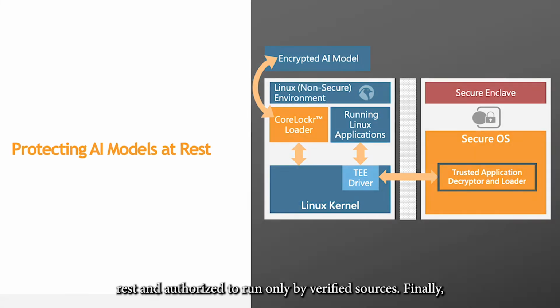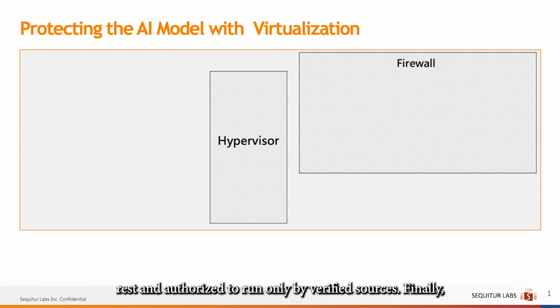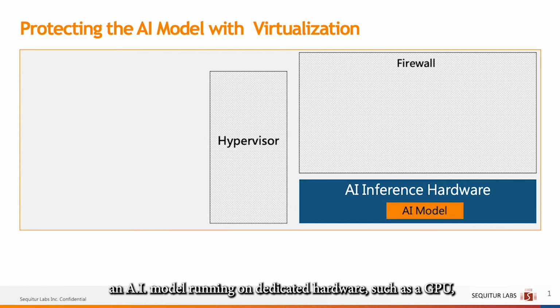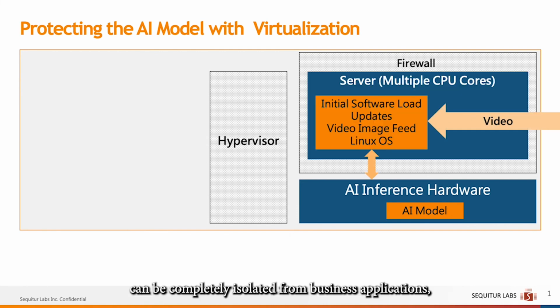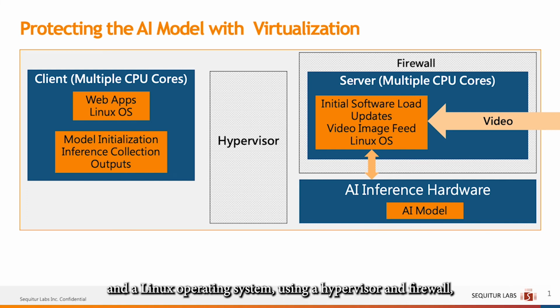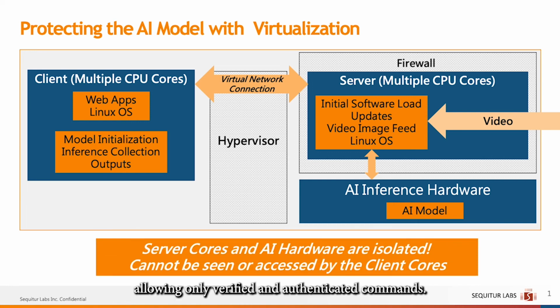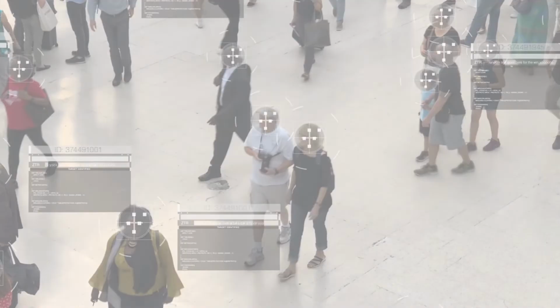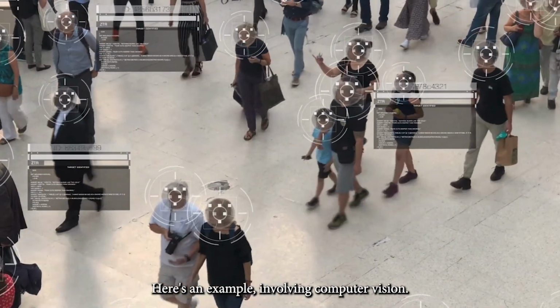by verified sources. Finally, an AI model running on dedicated hardware, such as a GPU, can be completely isolated from business applications, like web applications and a Linux operating system, using a hypervisor and firewall, allowing only verified and authenticated commands. Here's an example involving computer vision.